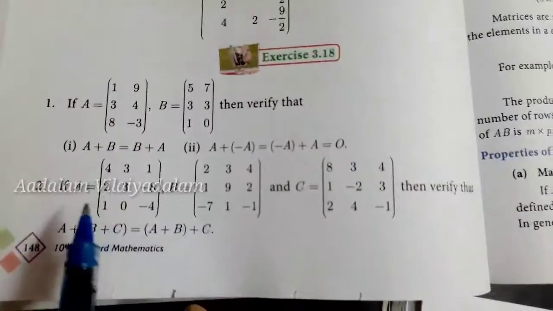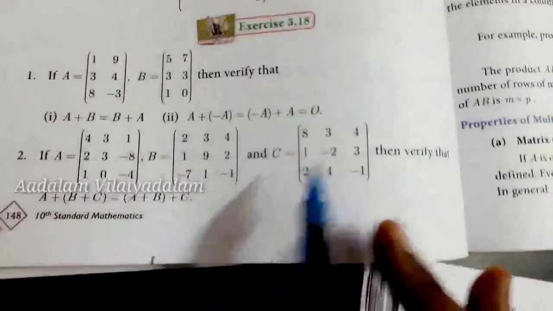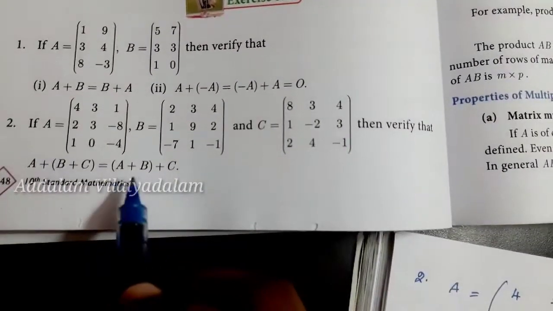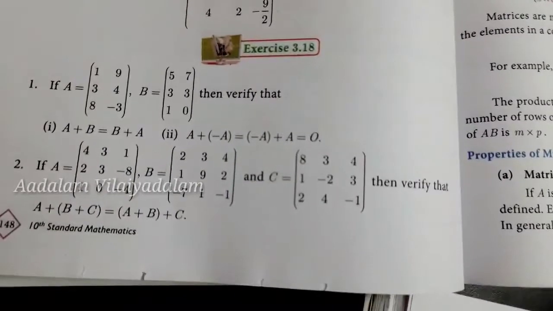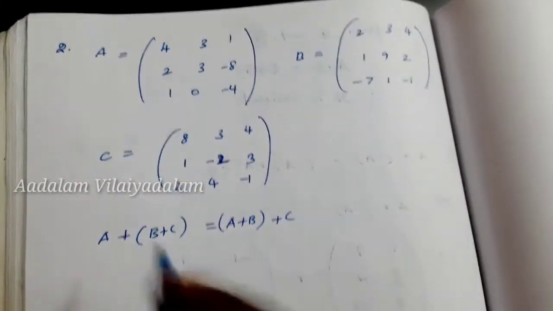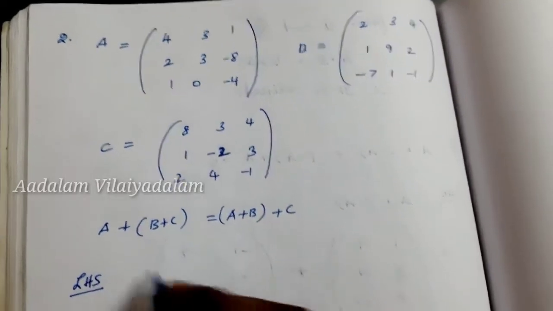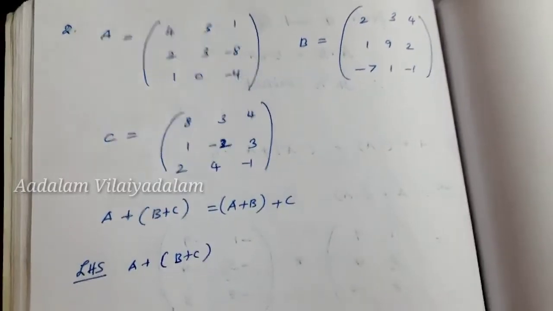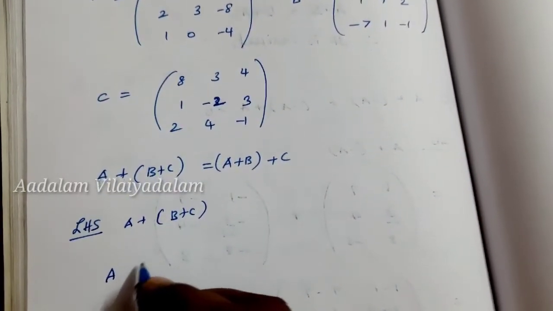Now, the second question is, if A equal to some matrix, B equal to a matrix and C equal to some matrix, then verify that A plus B plus C equal to A plus B plus C. For this question, let us choose the LHS, that is A plus B plus C. Now let's write A plus B.